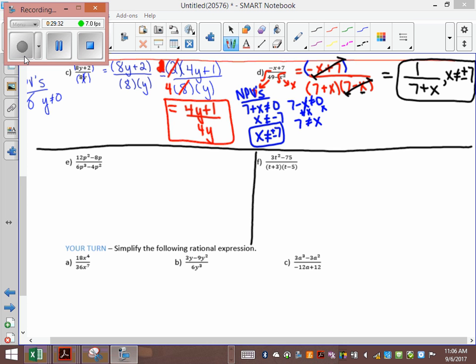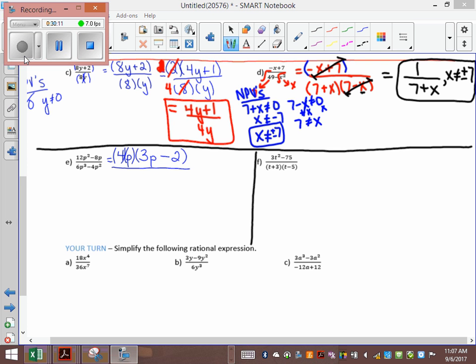Okay? So in the top, in the numerator up here, I can take out a 4 and a p. 12p squared divided by 4p is 3p, minus sign. 8 divided by 4 is 2. P divided by P cancels. Now that 4 and that P, because there's no plus or minus sign in between them, I can put them in brackets.